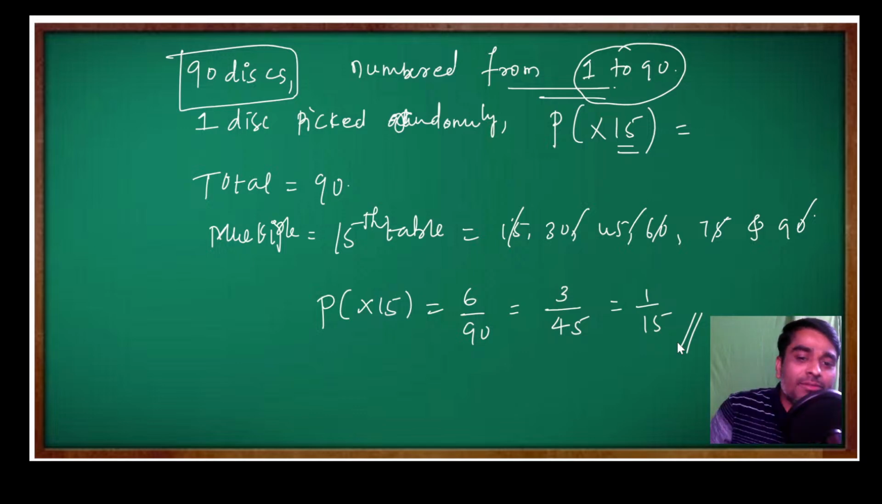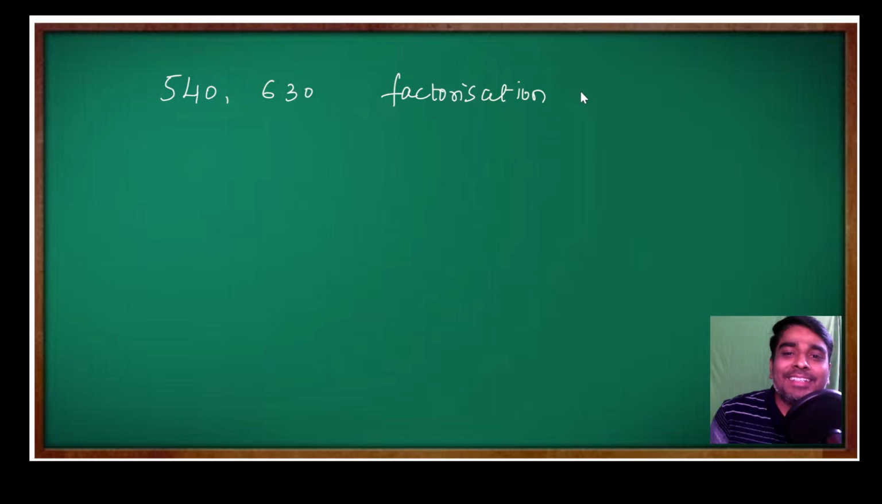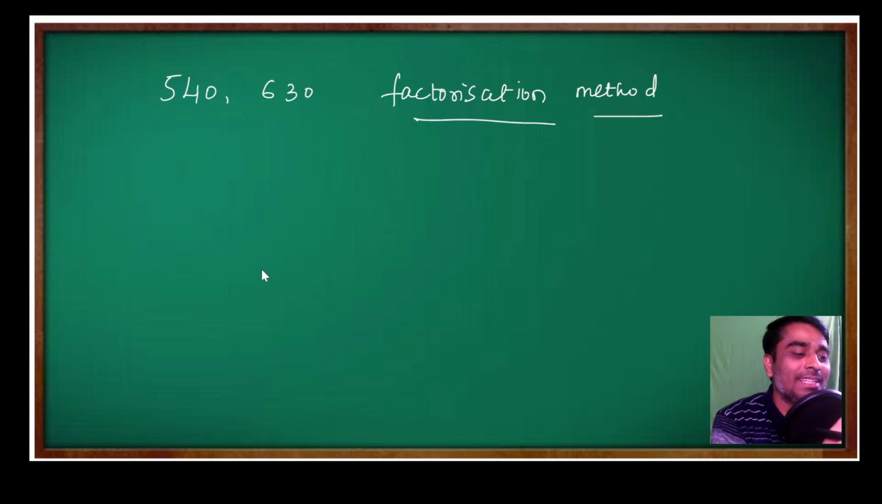Okay, next from real numbers. Find the HCF of 540, 630 using the factorization method. Using factorization method.